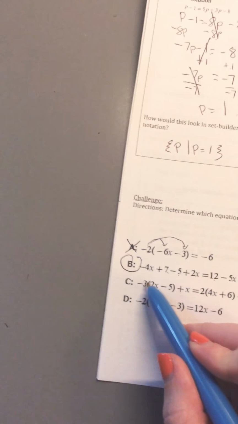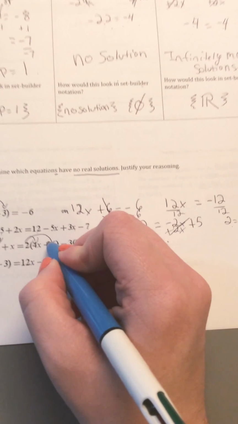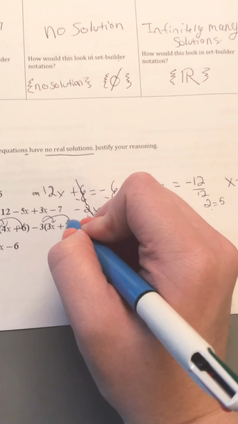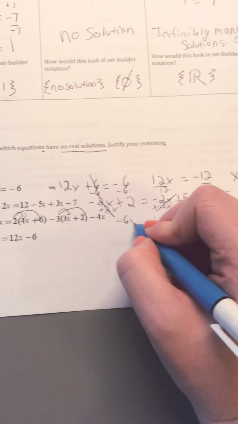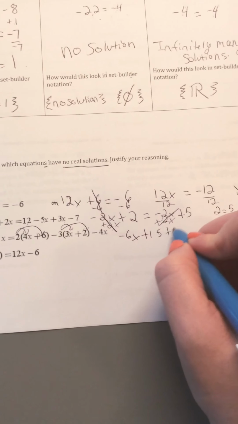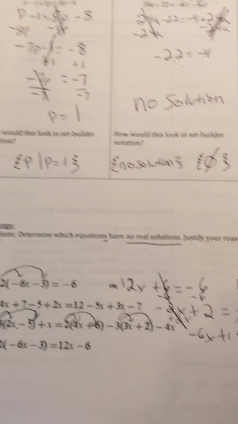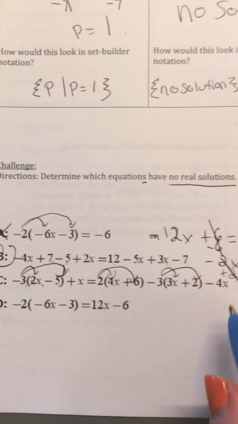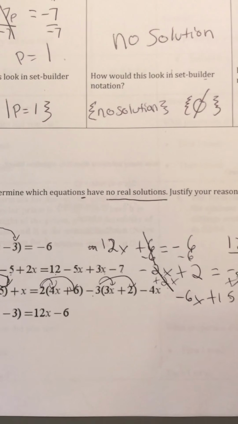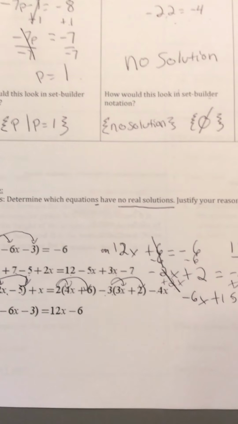So I'm going to distribute this -3 and the 2 and the -3. So this is going to be a little bit more work than the other two. -3 times 2x gives me -6x. -3 times -5 gives me +15 plus x equals 2 times 4x gives me 8x. 2 times 6 gives me 12. -3 times 3x is -9x. -3 times 2 is -6. And then we have that -4x.